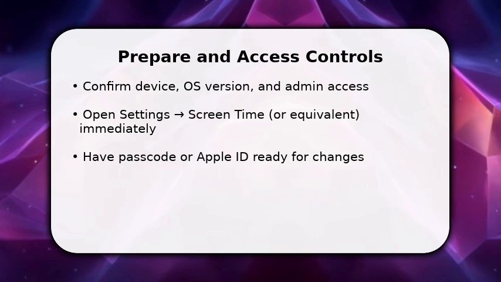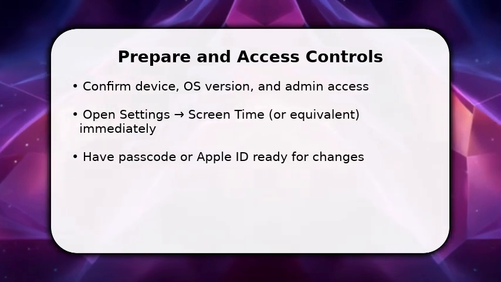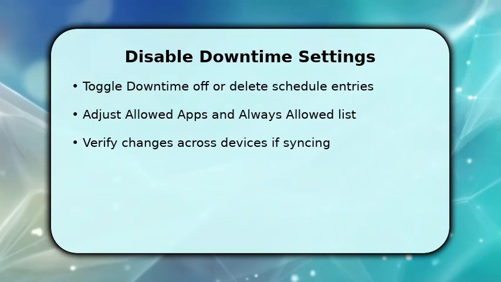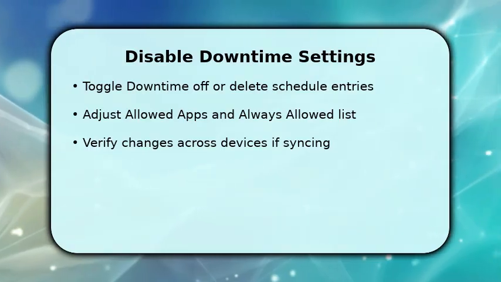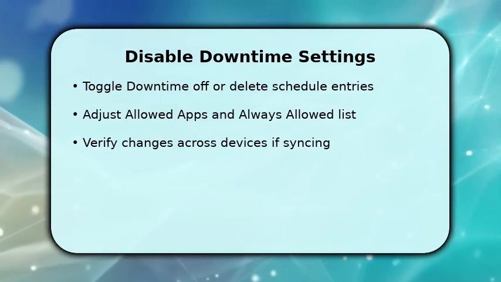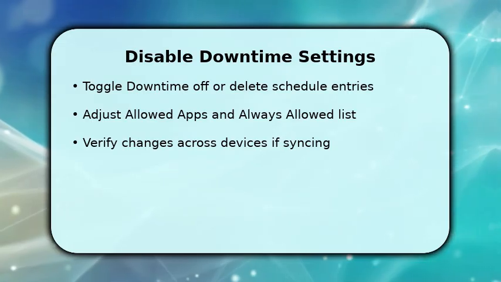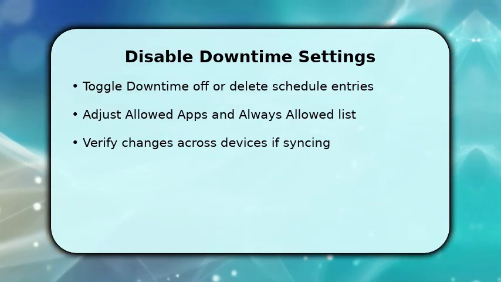Now disable Downtime itself by toggling the setting off or deleting its schedules. This is the decisive action that restores access. Once done, review the allowed apps and always allowed lists to ensure essential apps remain accessible.